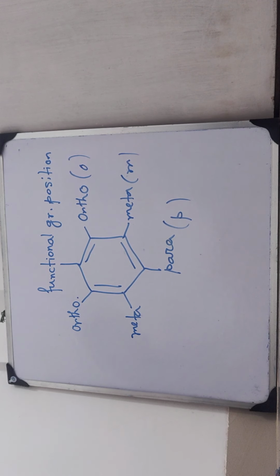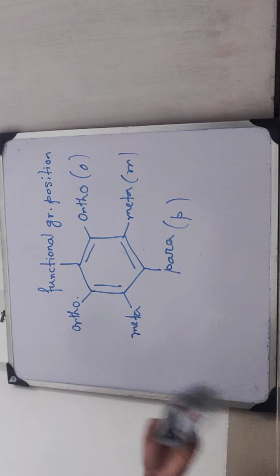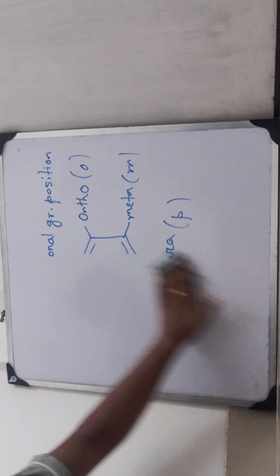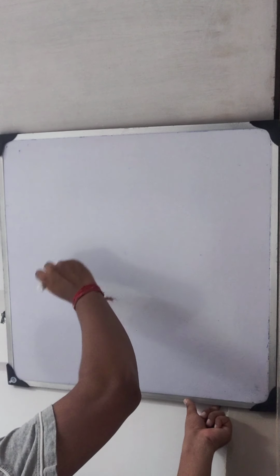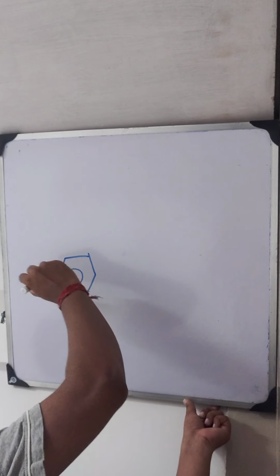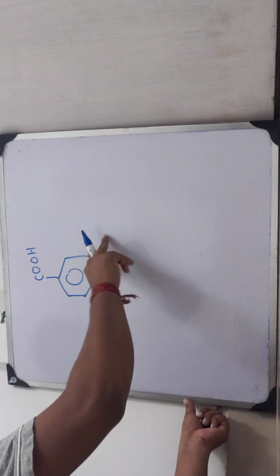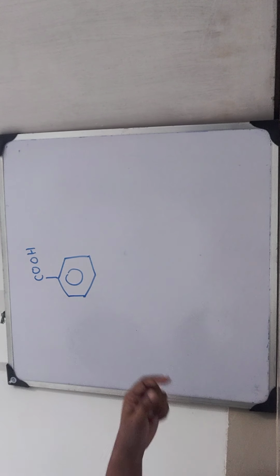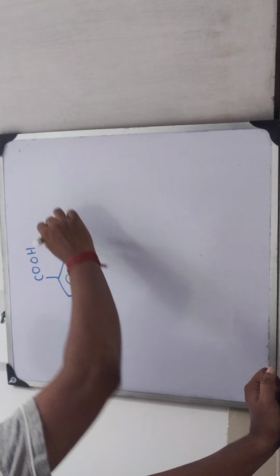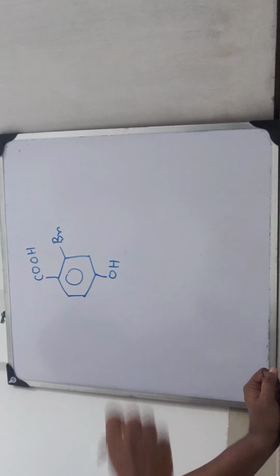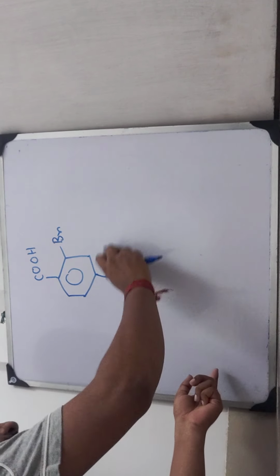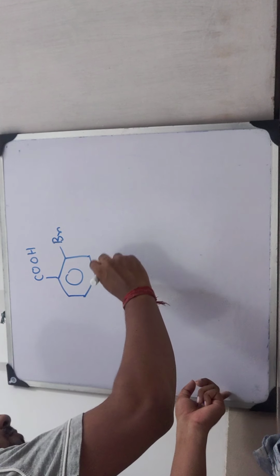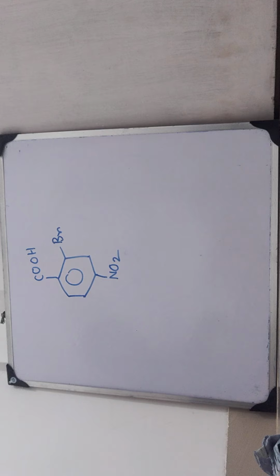Now let us come to more examples where 2 or more functional groups are present in an aromatic compound. Let us go deeper. Suppose this is a compound, this is a benzene ring. At the functional group position COOH is present. It is still not decided whether it is the functional group position or not. There is a bromine, and here is an OH. Other than which we can use nitro as well, NO2. Now, what is the name of this compound?